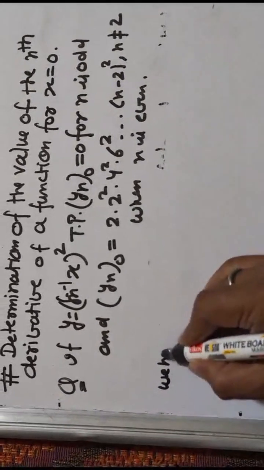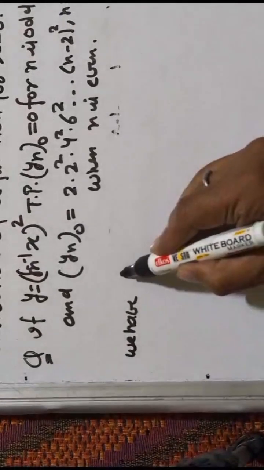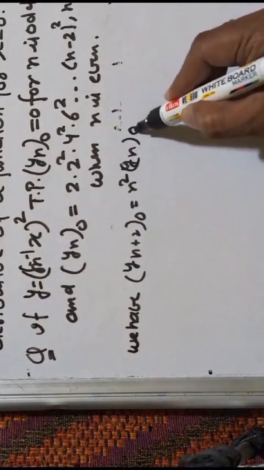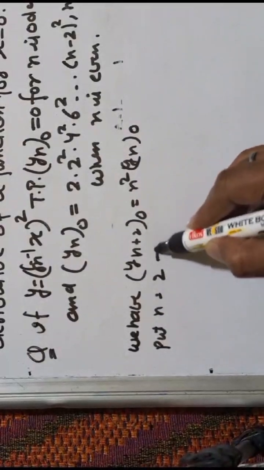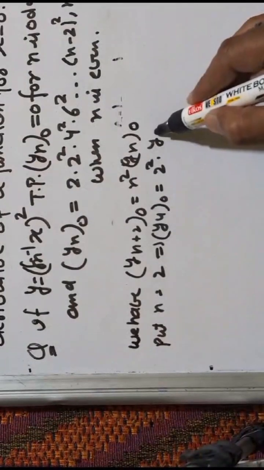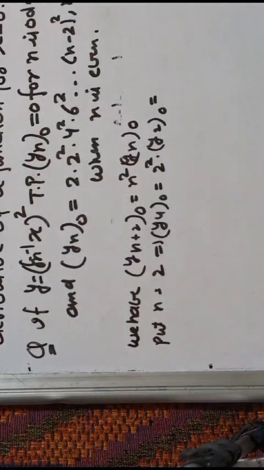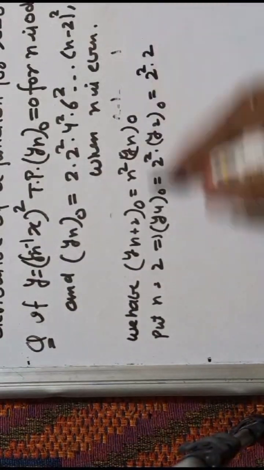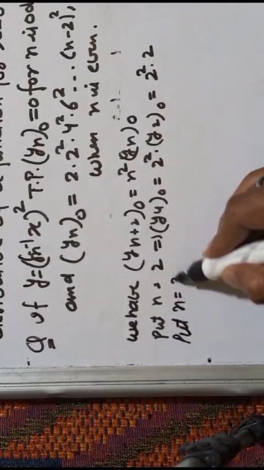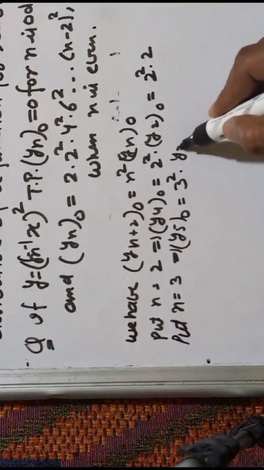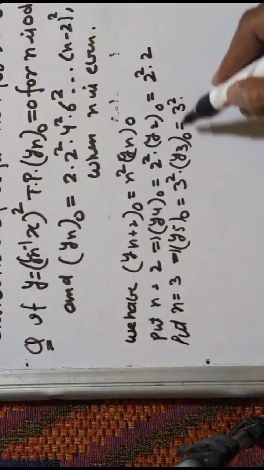We have yn plus 2 (0) is equal to n square yn(0). Put n is equal to 2 for finding the value of y4(0). y4(0) is equal to 2 square, in place of yn we are putting y2(0), and we have the value of y2(0). y2(0) is equal to 2, that is 2 square dot 2. Put n is equal to 3 for finding the value of y5(0). We have 3 square y3(0), and write down the value of y3(0), that means 0.